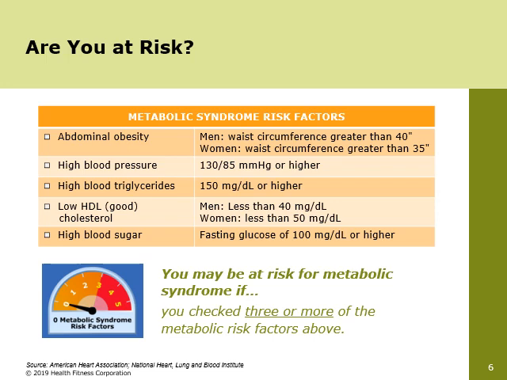So are you at risk? Here on the screen we have 5 different risk factors. The first one is abdominal obesity. So this is sometimes referred to as having an apple shape. And this can increase your risk of developing heart disease and type 2 diabetes. And the criteria for this is that men have a waist circumference of greater than 40 inches, whereas women is over 35 inches.